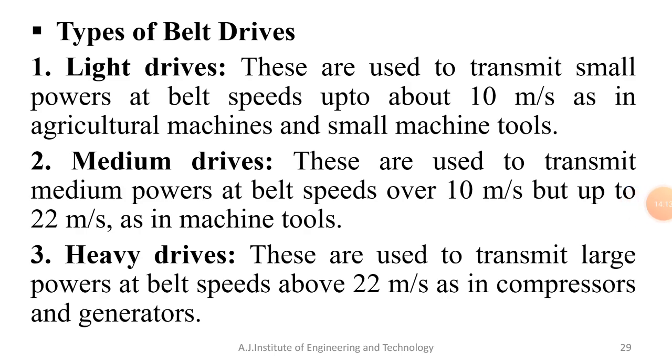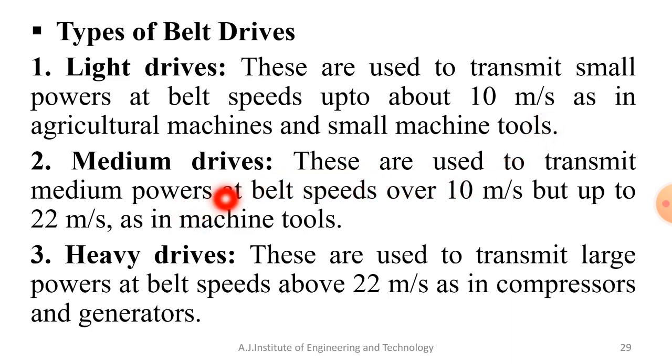Now coming to the types of belt, we have three different types of belt. One is light drives, second one medium drives, and heavy drives. This is usually based on the transmission of the power. Light drives is nothing but when you want to transmit power at a belt speed up to 10 meter per second, then we can say it is light drives.